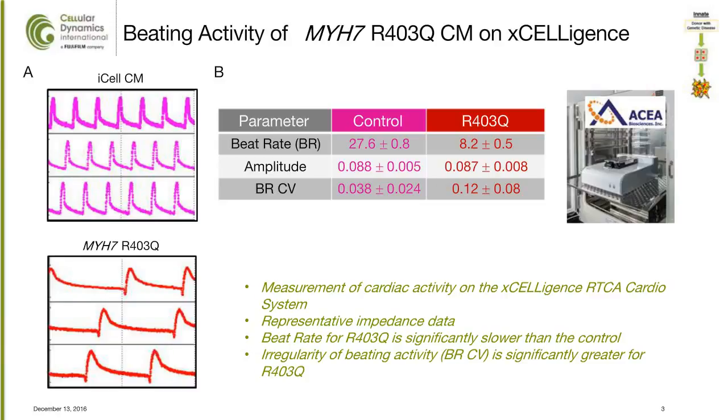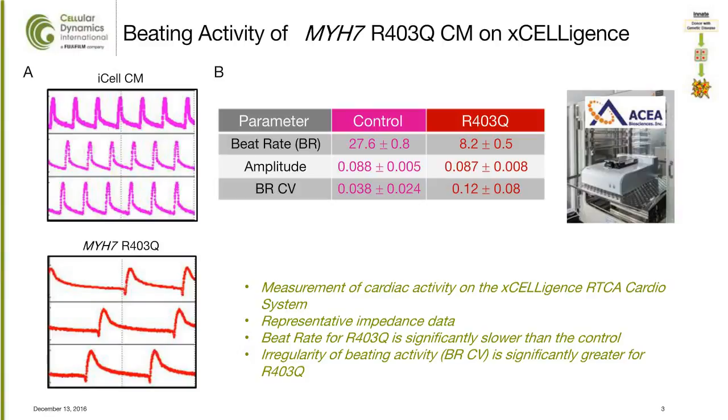representative impedance morphology. You can see that there's stable beating in these cells. In the R403Q cells, this beating is actually slowed. These cells are beating much slower than the control cells. This is quantified in table B. You can see that the R403Q cells beat at around 8 beats per minute, while the control cells in these conditions are beating at around 27 beats per minute.